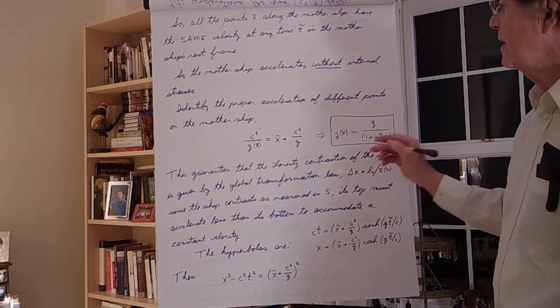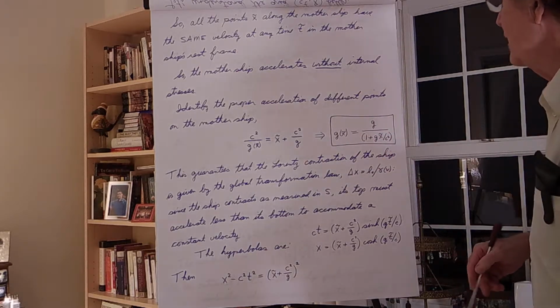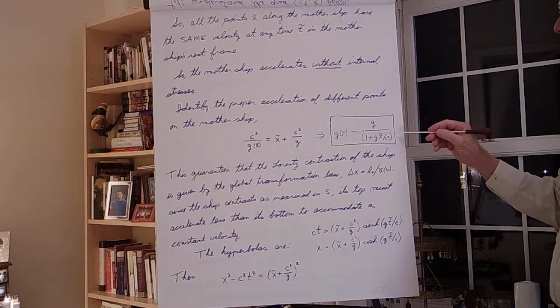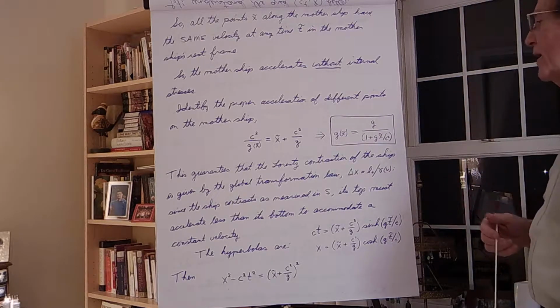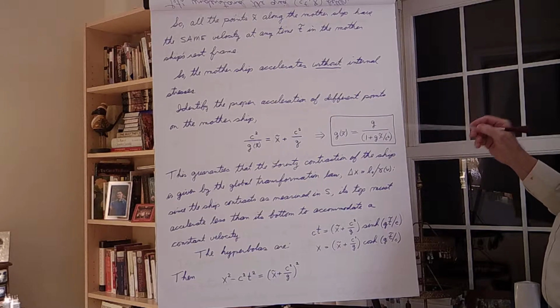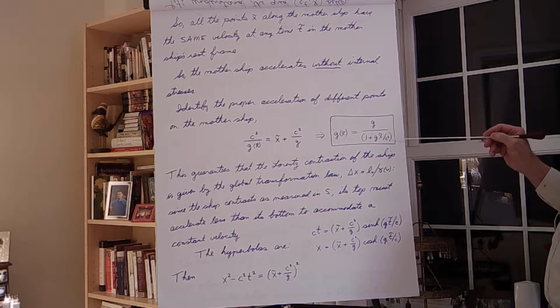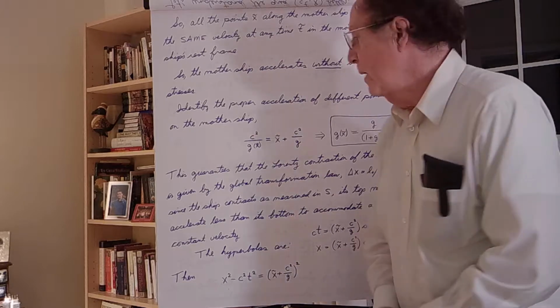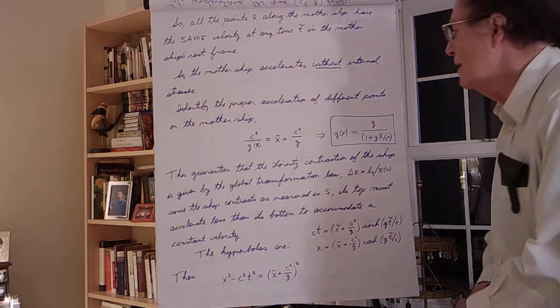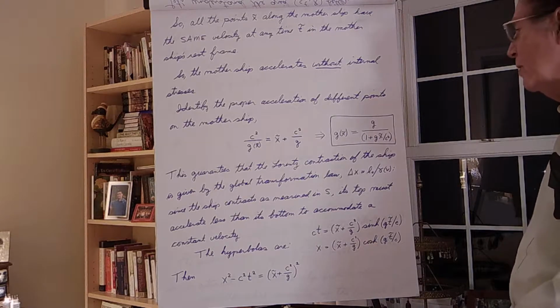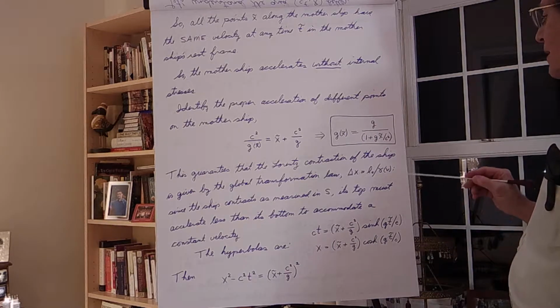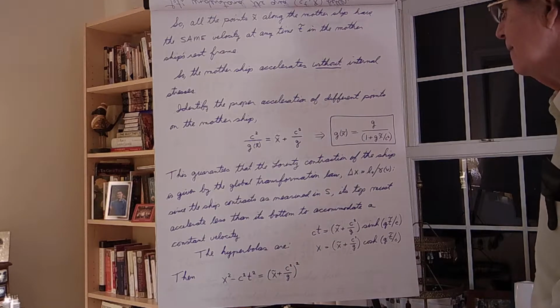Well, it was just x tilde plus c over g. So I learned that the proper acceleration as a function of the distance up my rocket ship falls like g over 1 plus g x tilde over c. This guarantees, as we said, that the Lorentz contraction of the ship is given by a global transformation law, delta x equals x naught over gamma of v, right?